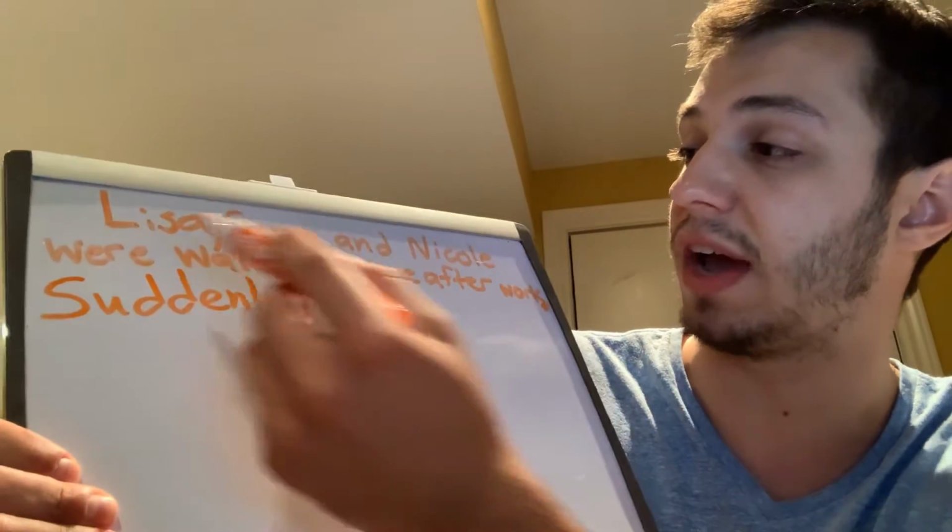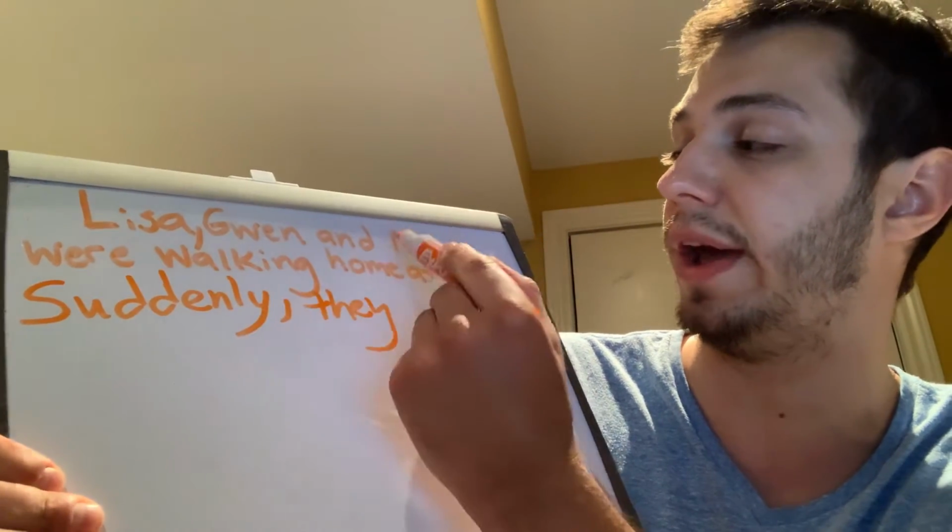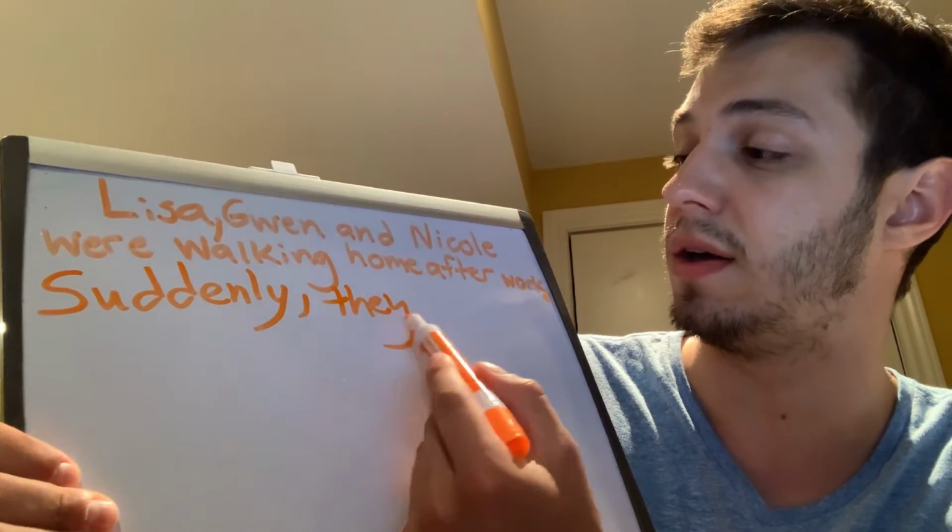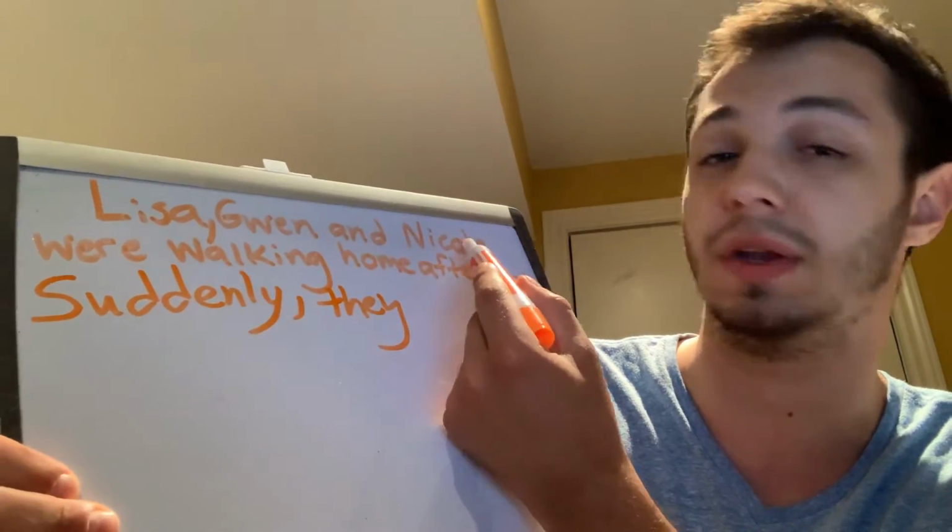So suddenly, they saw smoke and flames. I can use the word they because in the previous sentence, I've just introduced Lisa, Gwen, and Nicole. So the word they is referring to these women. Right. So suddenly, they saw smoke and flames.